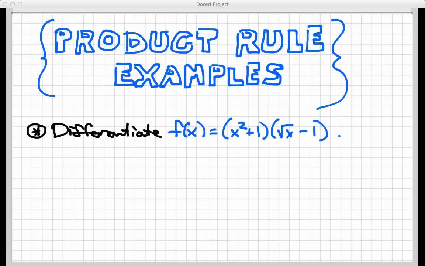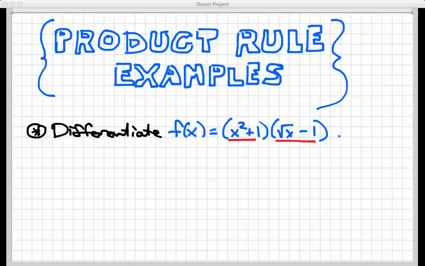So let's start by differentiating this function f of x equals (x squared plus 1) times radical x minus 1. This is going to be a product rule situation, or it can be a product rule situation, because I can see that my f is defined as two functions multiplied by each other. Now, we don't necessarily have to use the product rule on this, and we'll come back to that in a minute, but let's use the product rule just to get it under our fingers.